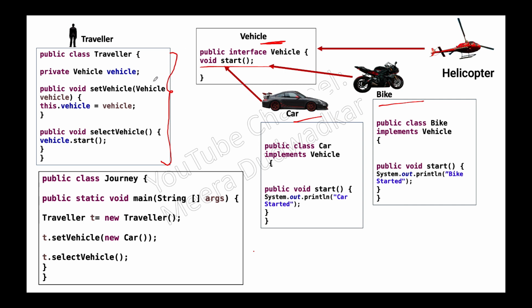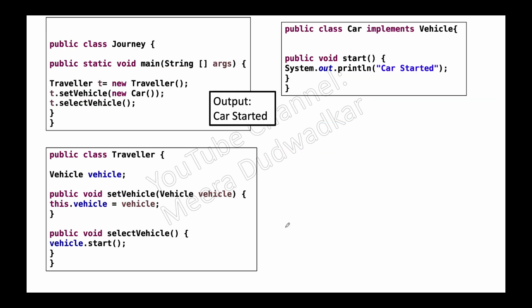So did I achieve my goal of not creating any object inside traveler class and still calling the start method? Yes, I did it using the concept of loose coupling. Now let us see the line by line execution, how the flow of control goes and how the memory is allocated in this entire program. So the execution starts from main method. The first line executed is we are creating object of type traveler, traveler t equal to new traveler.